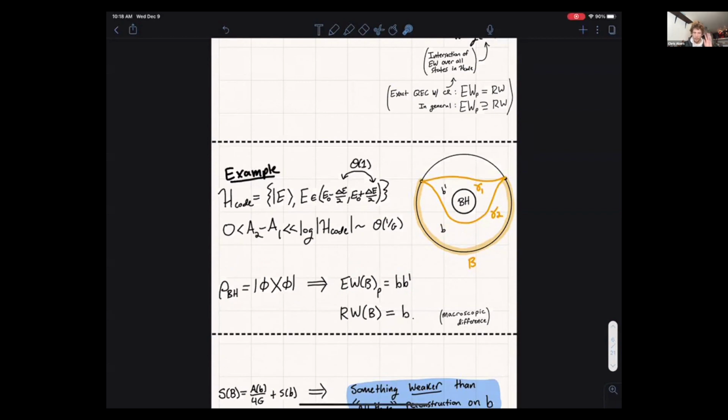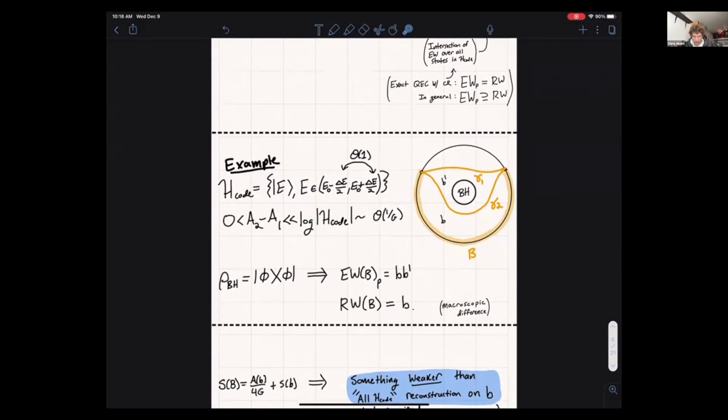It just depends on the code subspace, not any particular state. And because it's the intersection of all entanglement wedges over the code subspace, including mixed states, you in particular have to consider the maximally mixed state of the black hole, which has an entanglement wedge that only goes up to gamma 2. And so it turns out the reconstructable wedge in this setup is just little b. So the point of this example is that there can be a macroscopic difference between the entanglement wedge for a given state and the reconstructable wedge for that code subspace.